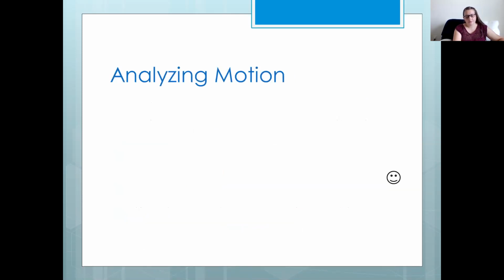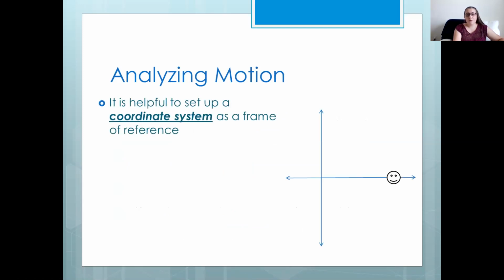Okay, so when we want to analyze motion, it's helpful to set up a coordinate system as a frame of reference, like you guys were saying, a point of reference. So when we create a frame of reference, we're creating a coordinate system. And usually our coordinate system will look something like this, like a Cartesian coordinate graph axis deal. It won't always look like that, but most likely that's just going to be the simplest way to look at a coordinate system.